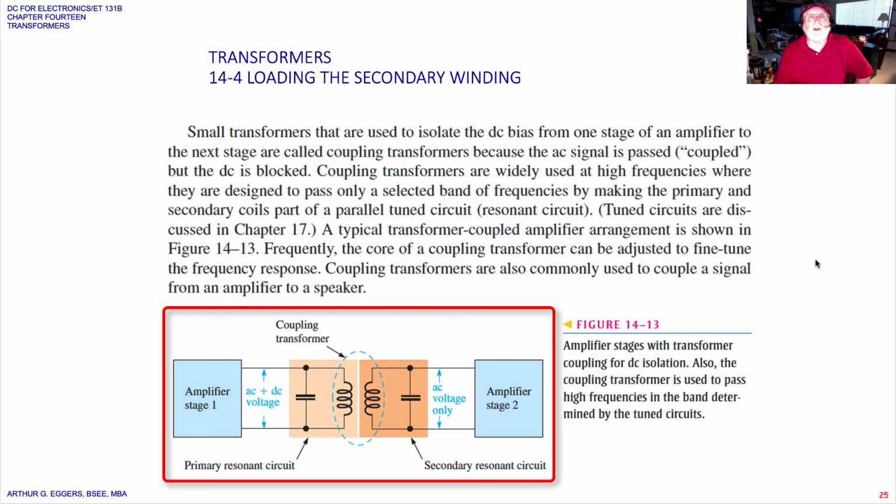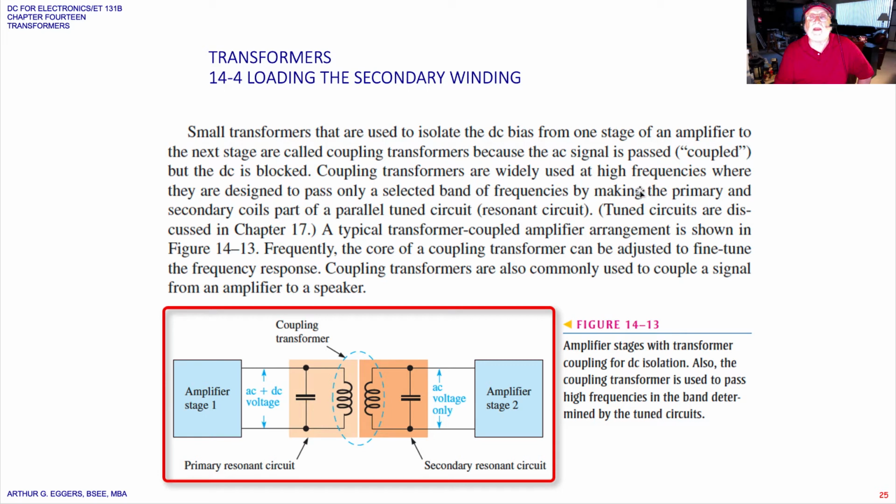Small transformers that are used to isolate the DC bias from one stage of an amplifier to the next stage are called coupling transformers, because the AC signal is passed or coupled, but the DC is blocked. So there's a protection mechanism there so that we don't get any DC into the secondary. Coupling transformers are widely used at high frequencies where they are designed to pass only a select band of frequency. So they kind of act like a filter.